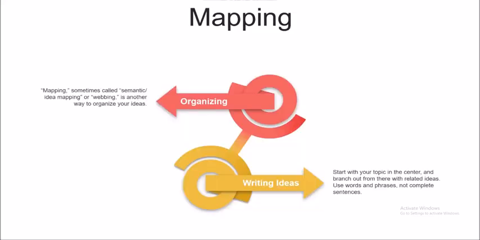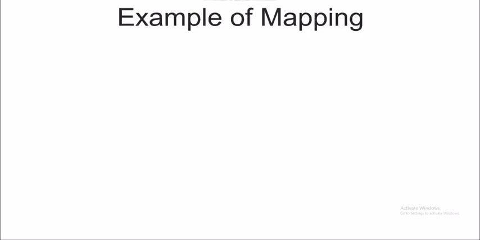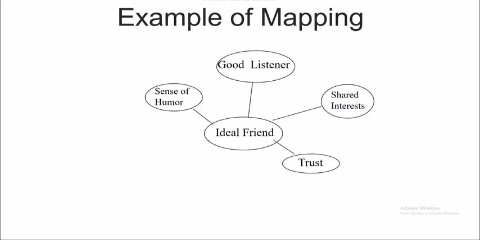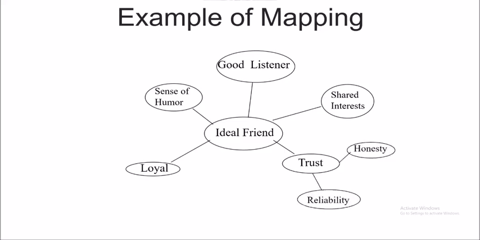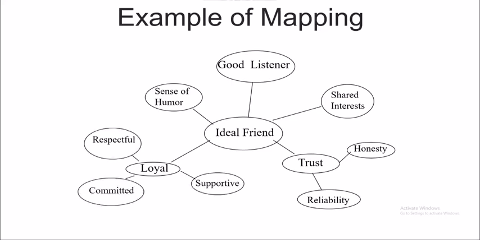The last one, which is really very important, I use this when I write after brainstorming, which is mapping. Mapping is like this. I write in the middle, ideal friend, the topic, and then I write the main ideas like good listener, shared interest, trust, sense of humor, and loyal. So these are my main ideas. And then I write the supporting ideas for each one, like for trust, honesty and reliability. For loyal, supportive, committed, respectful, and for good listener, we use privacy.